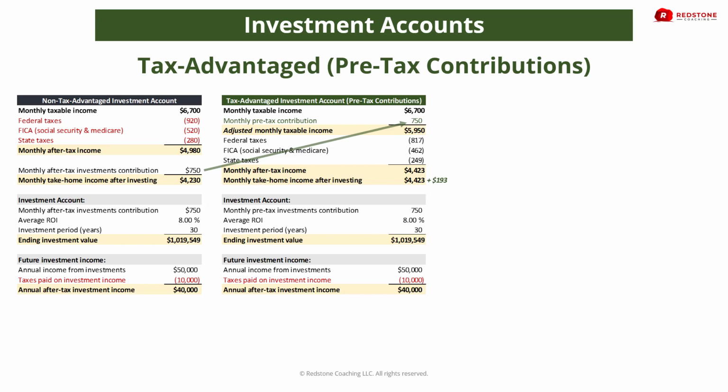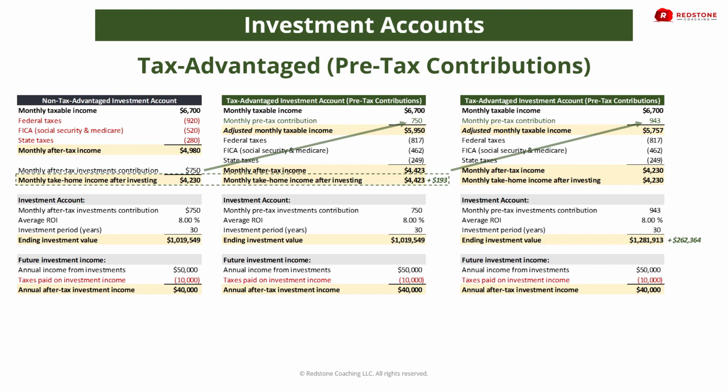This is a pre-tax contribution, tax advantage account. Now you can see the benefit is $193 today. So you can either keep that $193 in your pocket today and spend it uselessly, or what you can do is increase your pre-tax contribution amount, which is what's recommended because that's the primary benefit. So if you increase from $750 a month to $943 a month, well, afterwards, you're going to end up with the same take home as the first scenario.